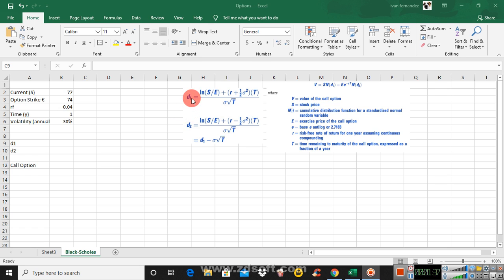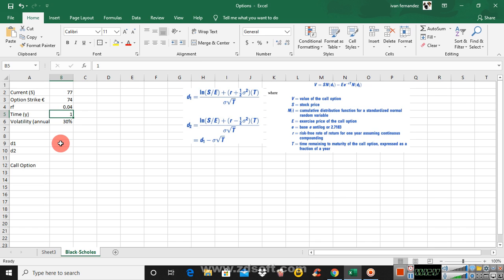So you're going to need these components, and the first two components are D1 and D2. So over here I have an option. I have a stock that is selling for $77, and we're looking at an option with a strike of 74. We have a risk-free rate of 4%. This is different than binomial. We have time, in this case measured in years. Time is 1, so this is a European option for 1 year.